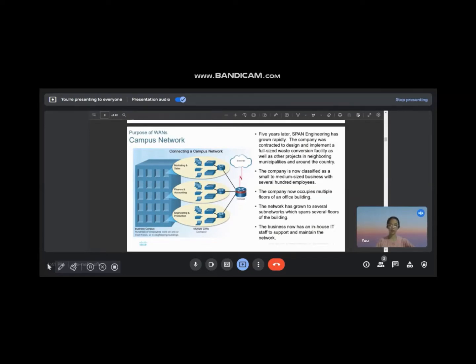The network has grown to several subnetworks which span several floors of the building. The business now has an in-house IT staff to support and maintain the network. It means that in every position of the main office, there are different kinds of networks that can connect. For example, the marketing and sales. Hundreds of employees work on one or more floors or in neighboring buildings, and they can connect through the internet.